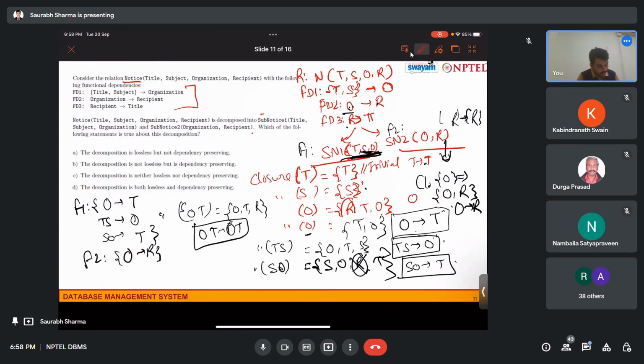Okay, so in the original dependencies there were three things. TS provides O, we have got it here. Then O provides R, we have got it here. Okay, then R derives T, which we are not able to get from here. Okay, so it is not dependency preserving because one dependency we have lost.